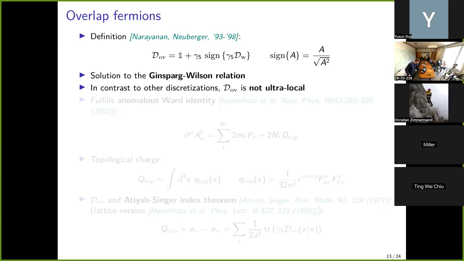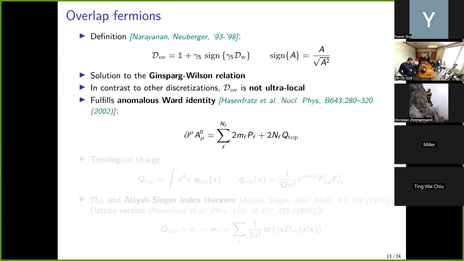Makes things a bit more complicated, but it can be shown that it fulfills the anomalous Ward identity exactly on the gauge configuration level. And this is the important identity that we want to employ in order to do our current interpolation. Right, so again, Q is the topological charge here.